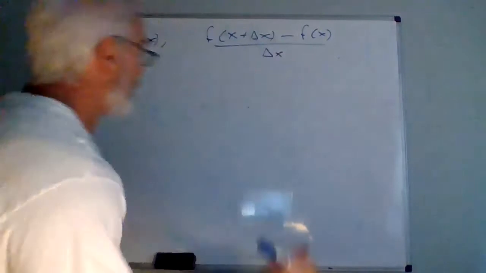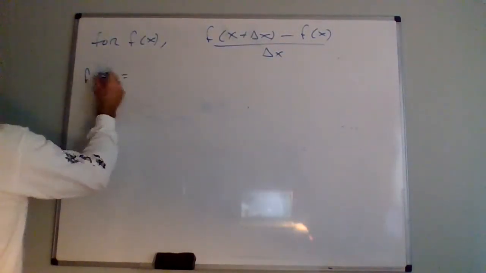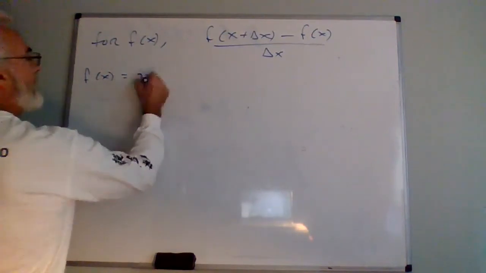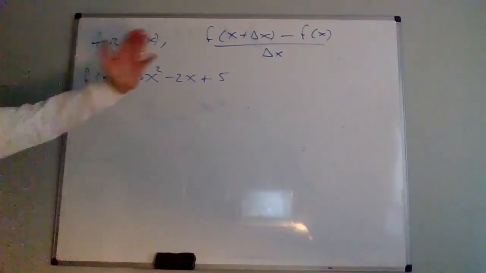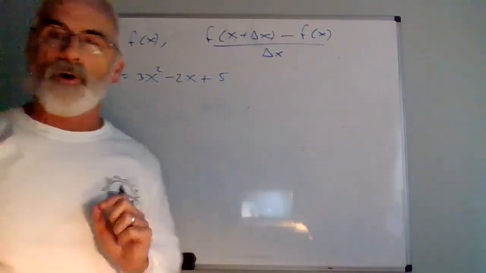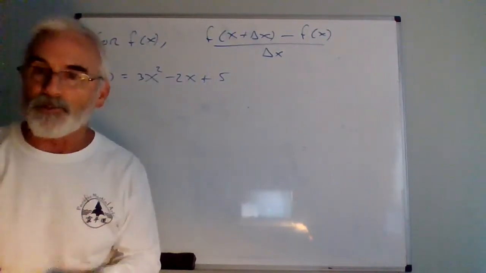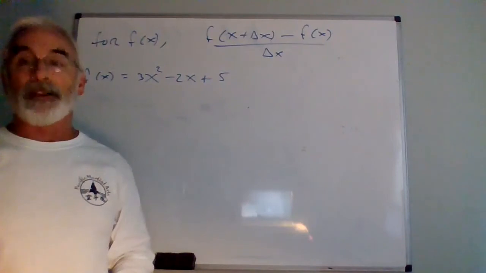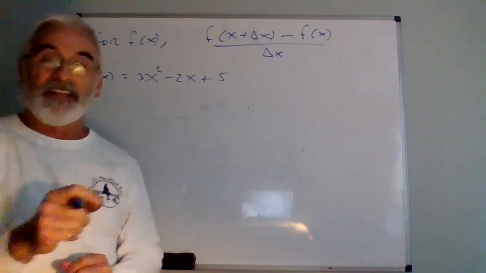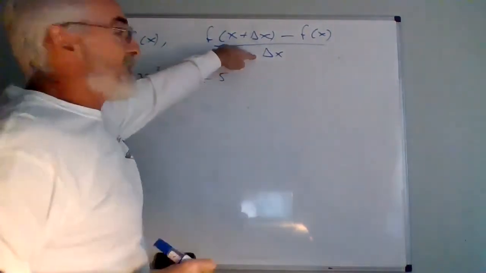So let's start with a really simple one. Let's suppose f of x is, how about 3x squared minus 2x plus 5. I would like to find the difference quotient. Now, here's the whole point of the difference quotient. I want to be able to manipulate the algebra to the point where there's no longer a delta x in the denominator, okay? And that's the key, because right now, I would like to be able to do this if delta x was a 0.